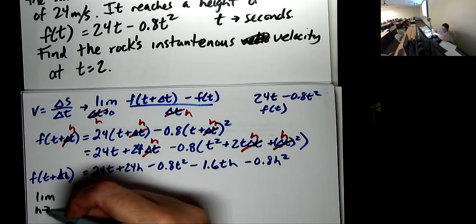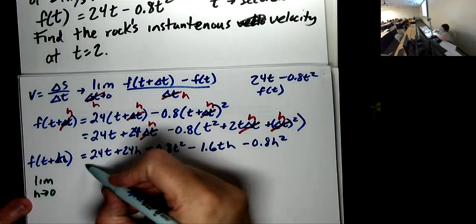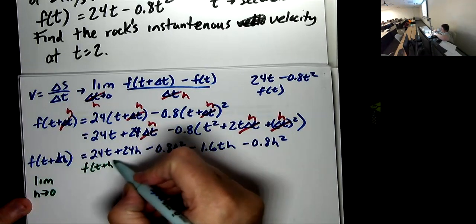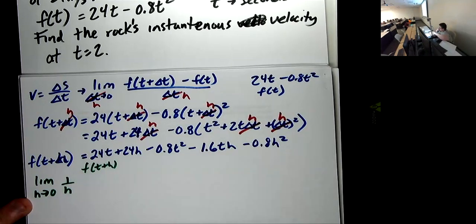I need to do the limit as h goes to 0. And we're going to have our f of t plus h. We have a 1 over h. I think that is a much easier way of doing it, rather than putting h in the denominator. It makes it easier to write without having this giant fraction all over your paper. That's awkward.